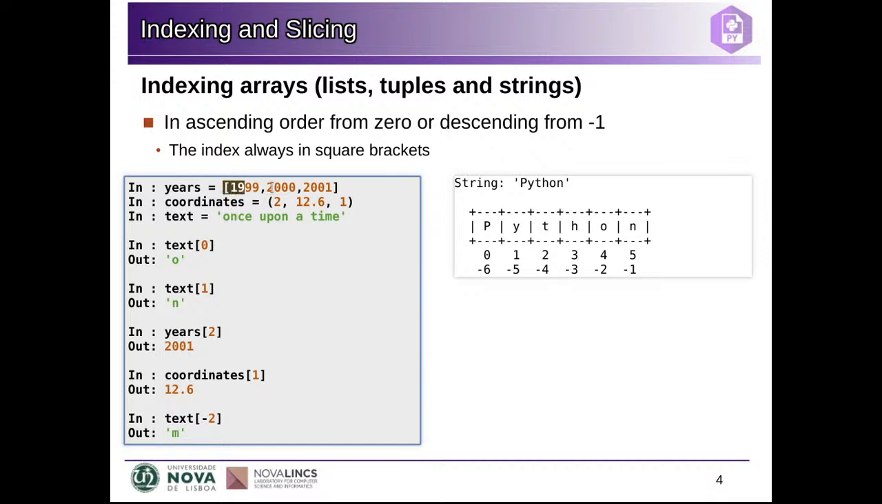So if you have this list of years, you have the same thing. The year of index 2 is this one, the third element on the list. The same for tuples. So if you have this tuple, the coordinate of index 1 is the second one there. So remember, indexing starts at 0. You can also index counting from the end if you use negative integers in the index. So -1 is the last element, -2 is the one before the last element, and so forth. So you can also index arrays from the end.